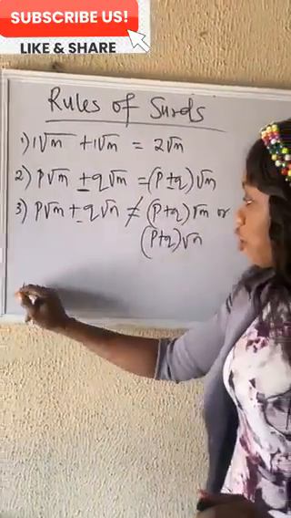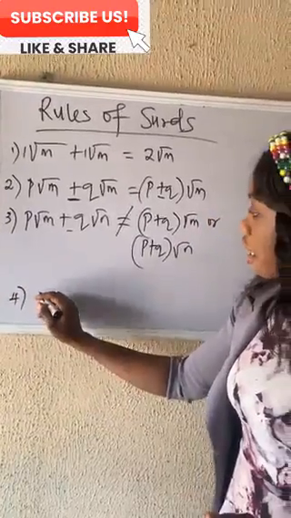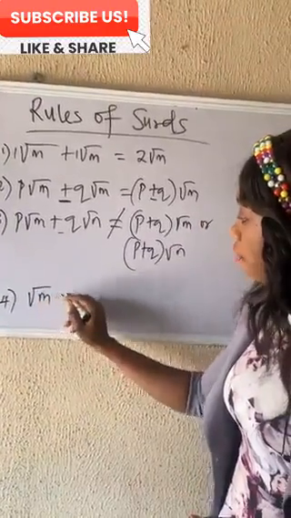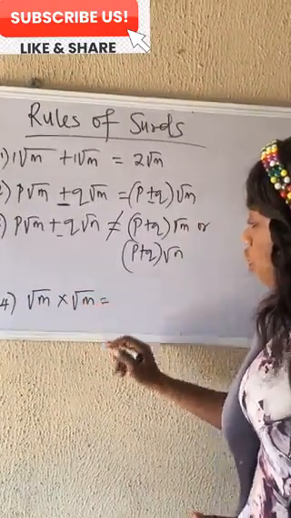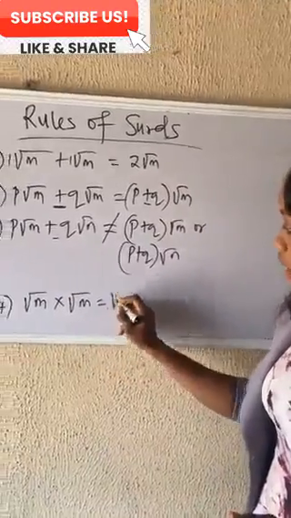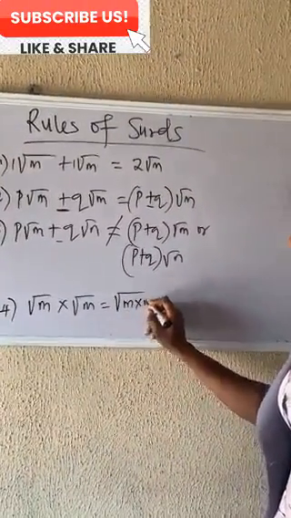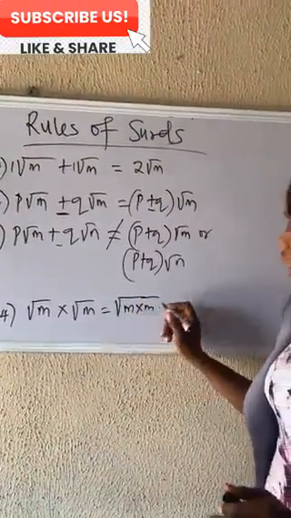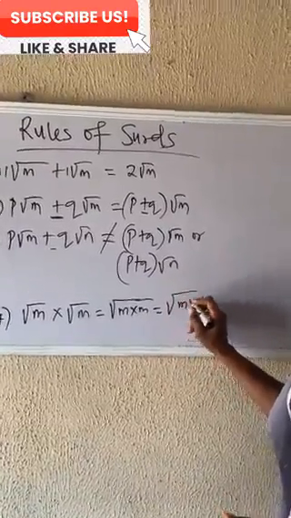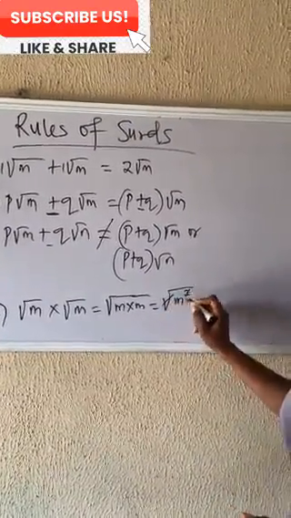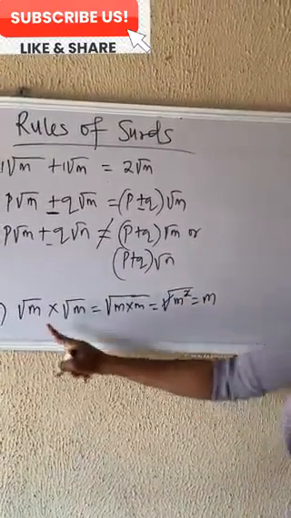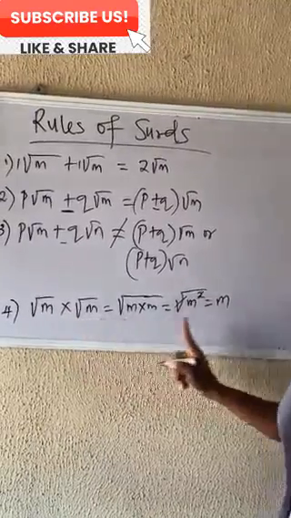Okay, let's go to rule number 4. Rule number 4 says, if I have surd m times surd m, what will they give us? This one is under multiplication. It is surd m times surd m, all of them in the surd. And when you multiply, you have surd m squared. This root will cancel the square to give us m. So surd m times surd m will give us m.